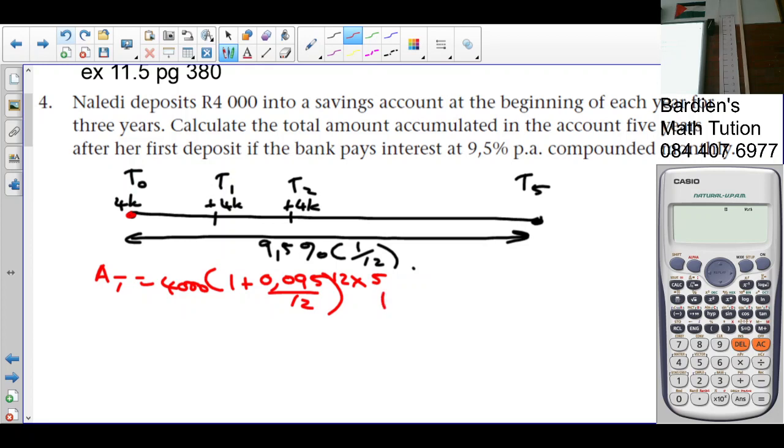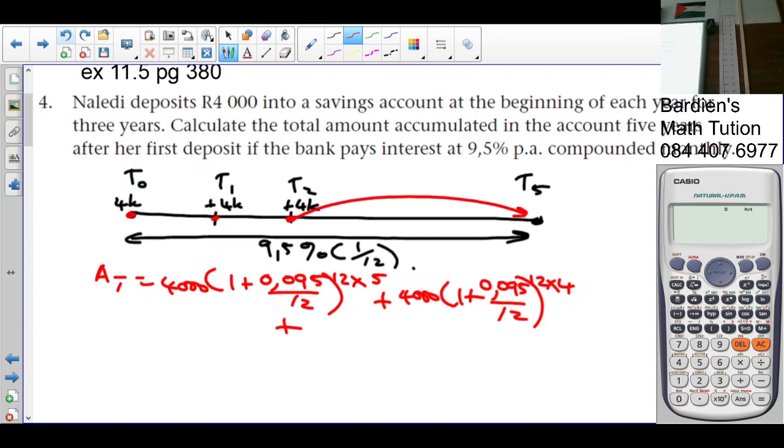What happens? This person added another 4,000 Rand to the end. What happens there? It's going to be 4,000 Rand into 1 plus 0,095 over 12 to the exponent 12 times. How many years is that for? 4 years. So you consider that in complete, right? Then this 4,000 Rand to the end.